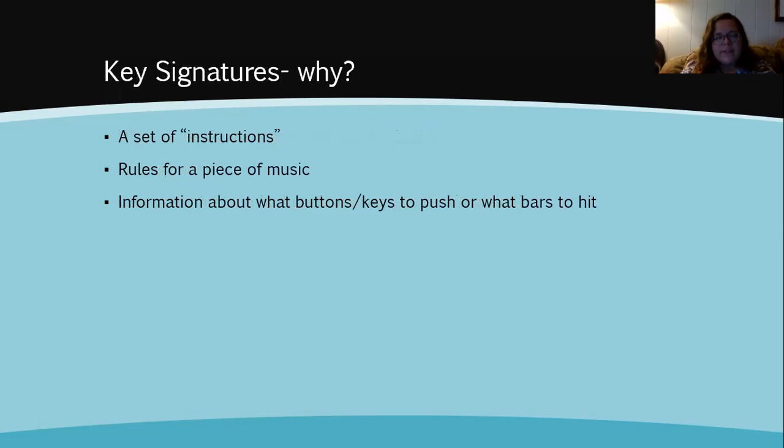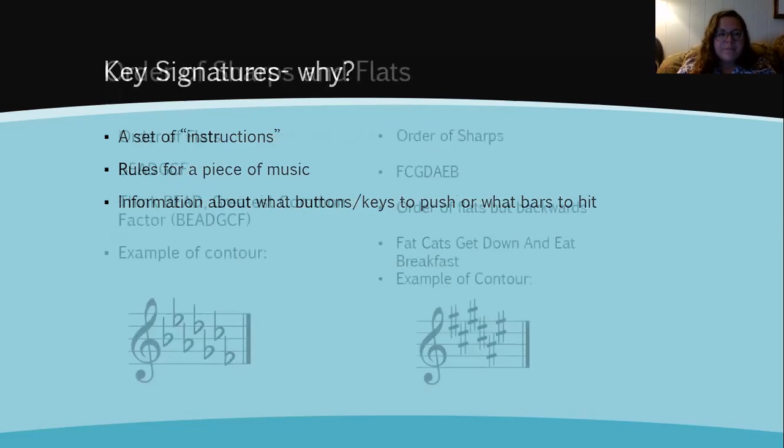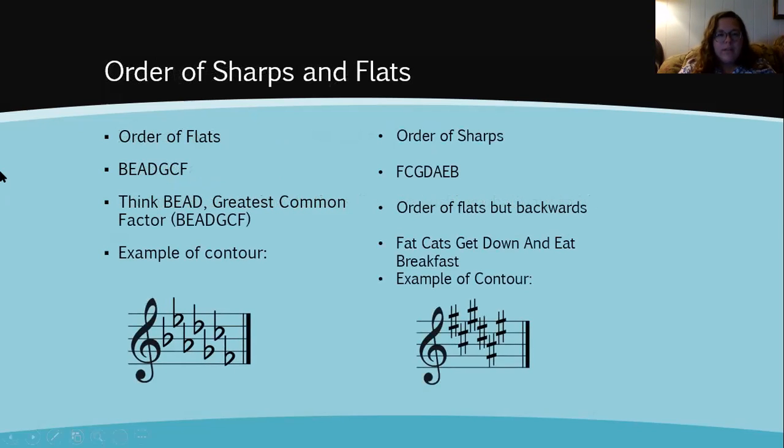So, why do we even need key signatures? They are basically a set of instructions or guidelines for what buttons or keys to hit or push down when we play a given passage or piece of music, right? So we need those because it gives us the structure and information we need to play things correctly. So let's talk about the order of sharps and flats. So for flats, it's B-E-A-D-G-C-F, which I think about bead, greatest common factor, which is that GCF. That's just a way that I like to remember it. You can remember it whatever way that you would like to.